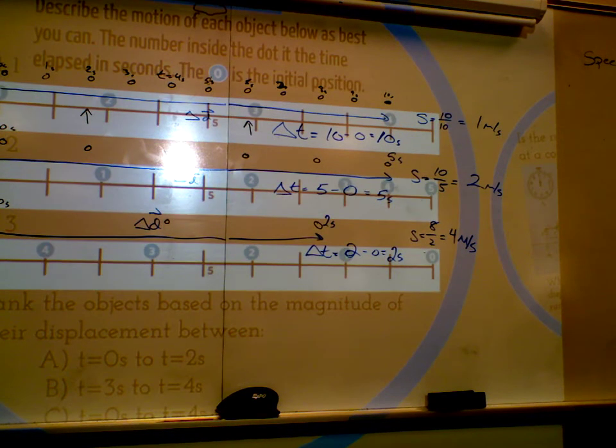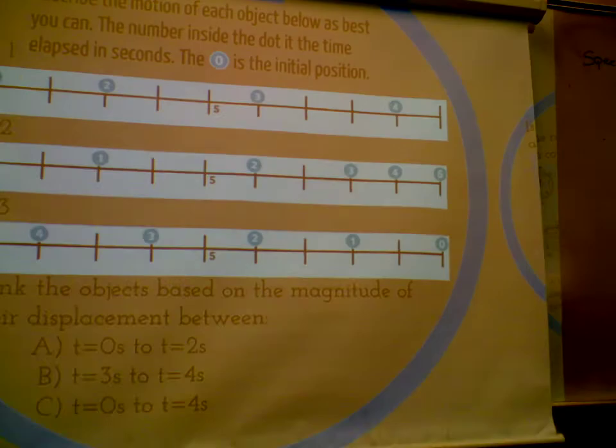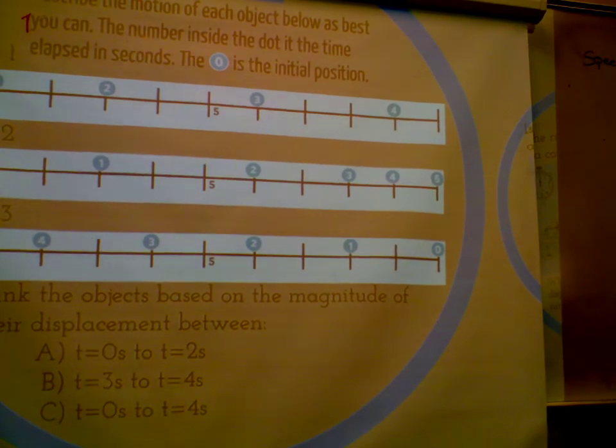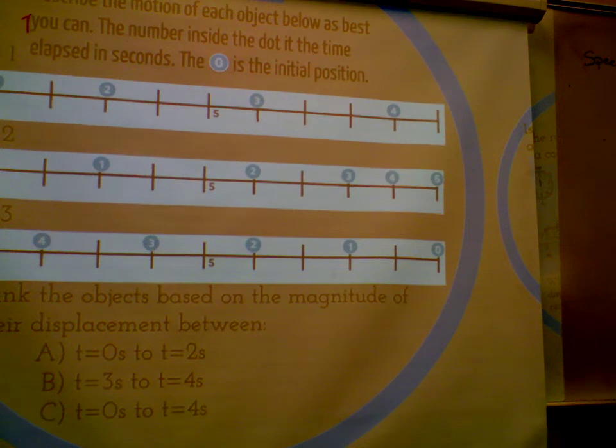This is our next example. If you want to draw it, you may, or you can just label it unit 2, example 2 in your notes. You need to describe the motion of each of the objects.